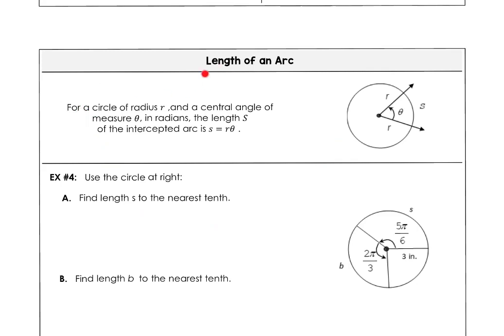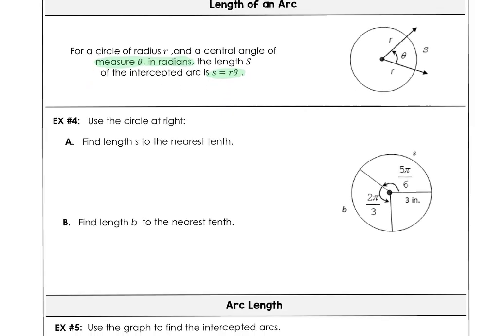In example 4, we're looking at the length of an arc. So when I want to find the measure of that intercepted arc, when the circle has the radius r and the central angle is theta, theta has to be in radians. You might want to highlight that. It's a must that theta be in radians. So I'm going to highlight that. Theta has to be in radians. And the length of the arc can be found by using the formula S equals r theta, as long as theta is in radians. So let's give that a try.